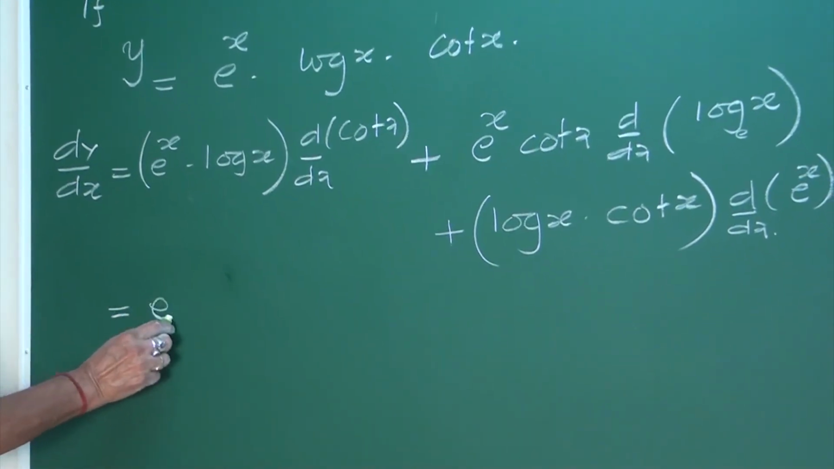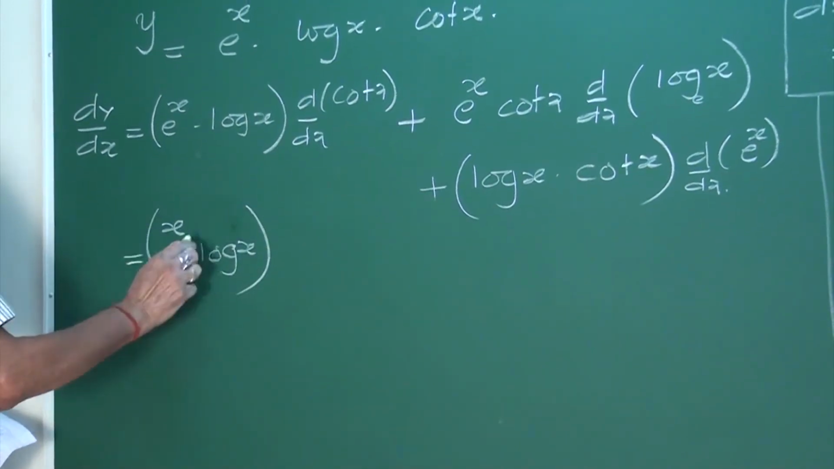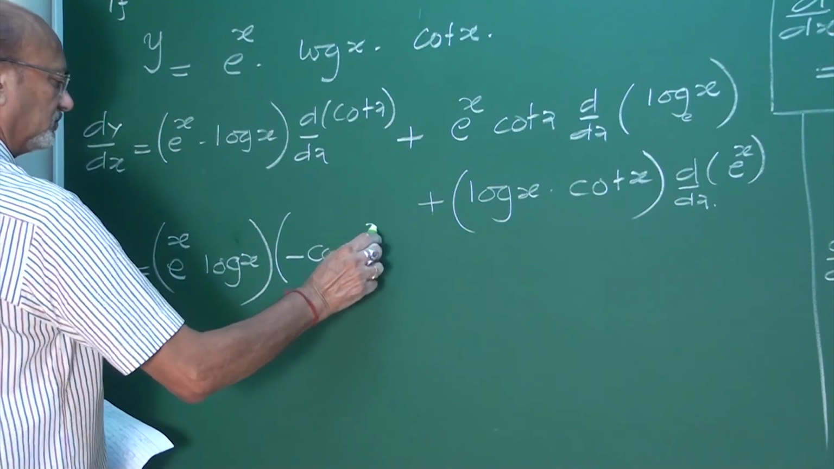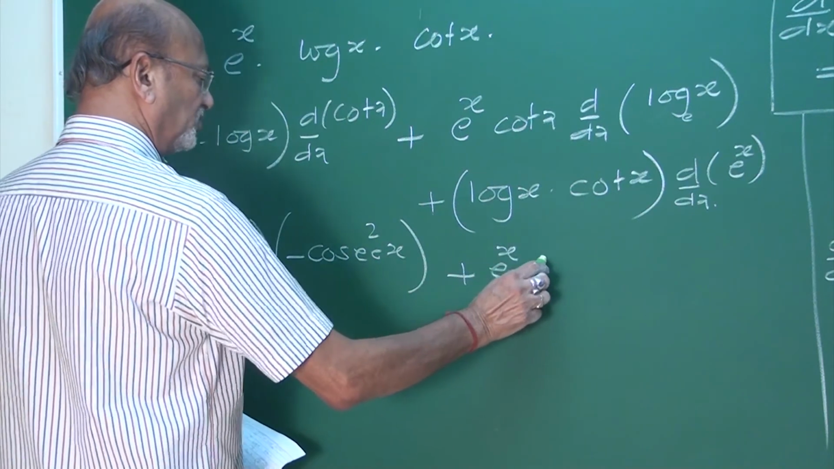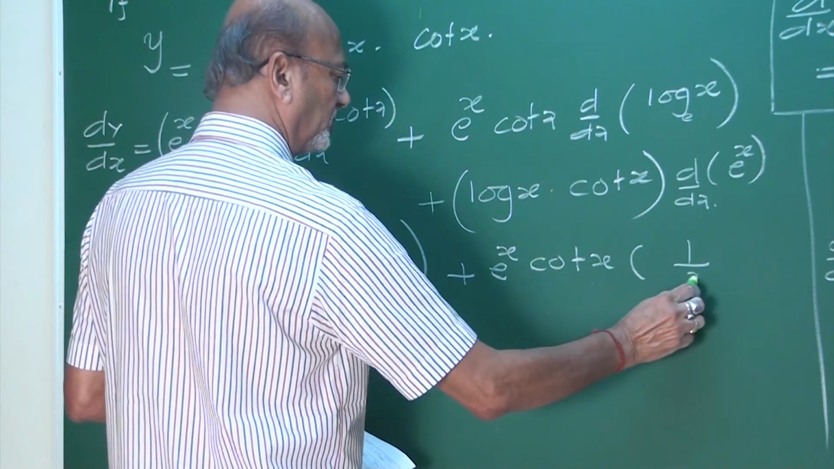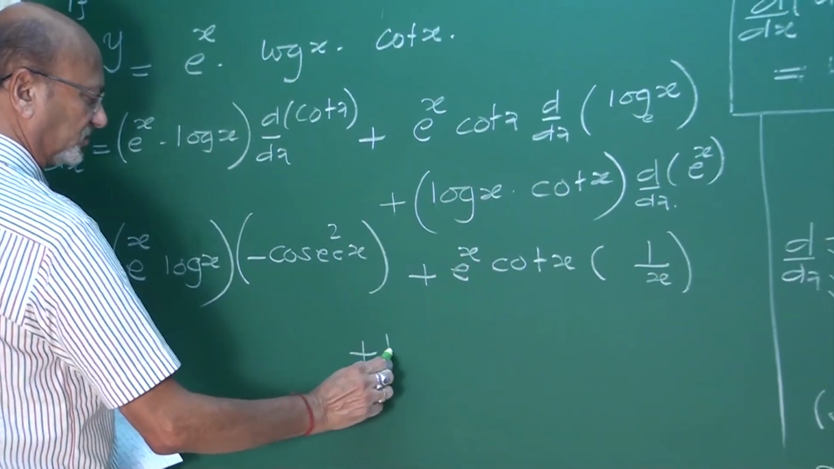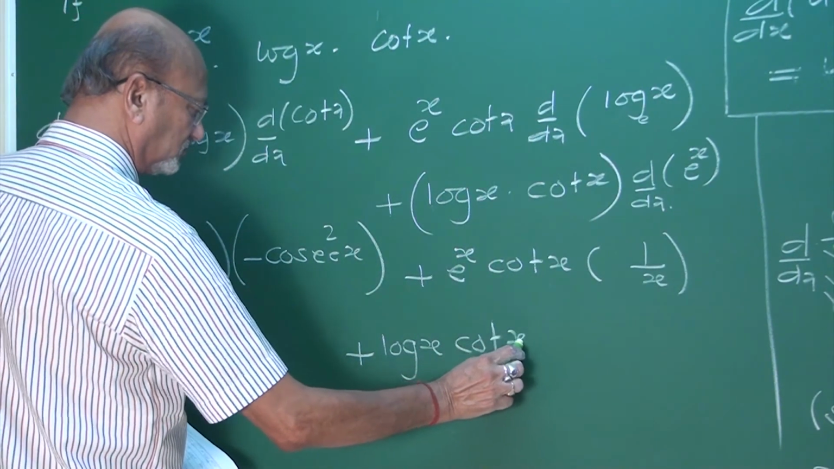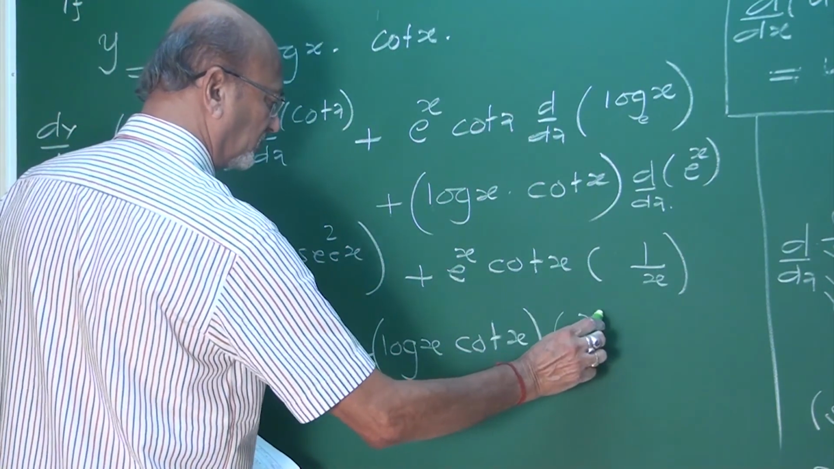This is e to the power x into log x. Derivative of cot x is minus cosec x square, plus e to the power x into cot x. Derivative of log x is 1 by x, plus log x into cot x, derivative of e to the power x itself.